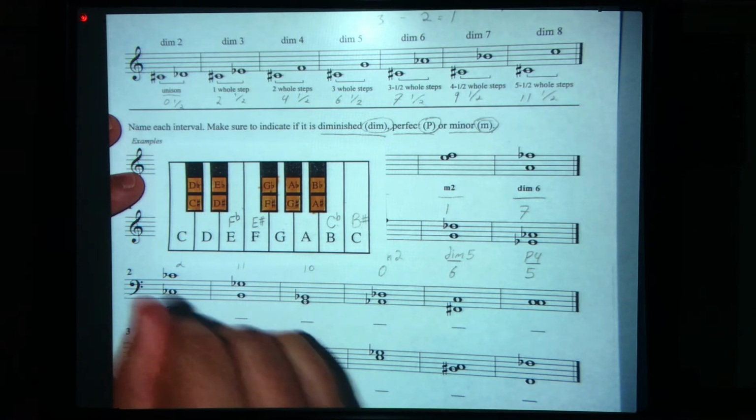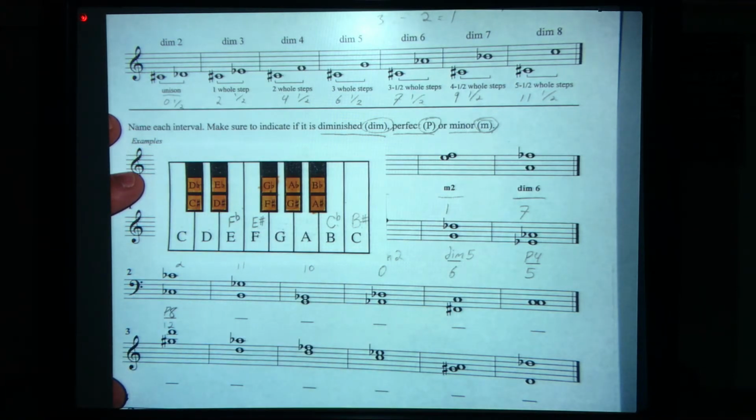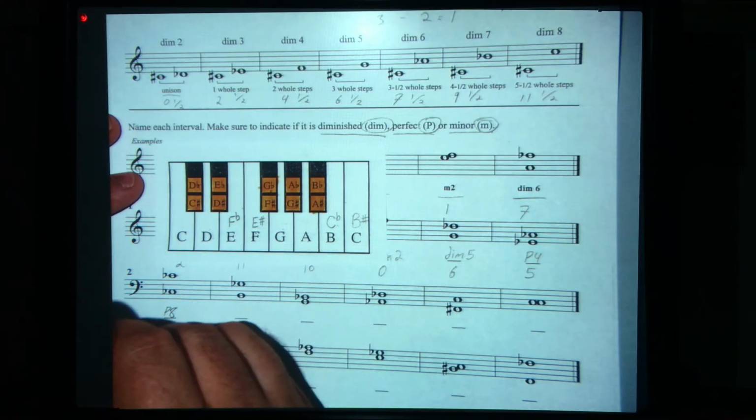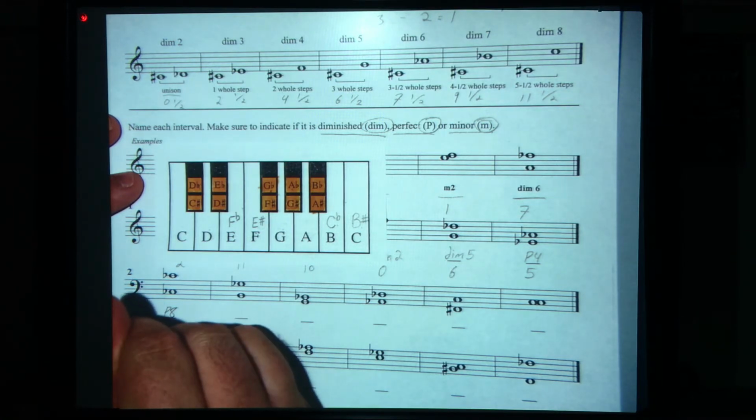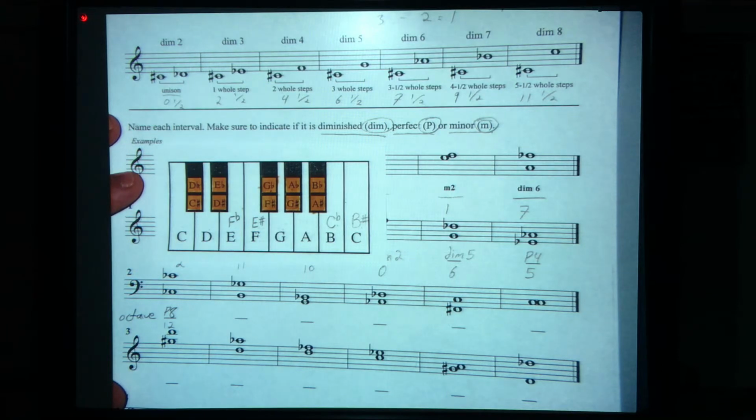For this assignment, we're going to call it a perfect eighth, even though we know that another name for a perfect eighth is an octave. Check that out. That's an octave. Okay?